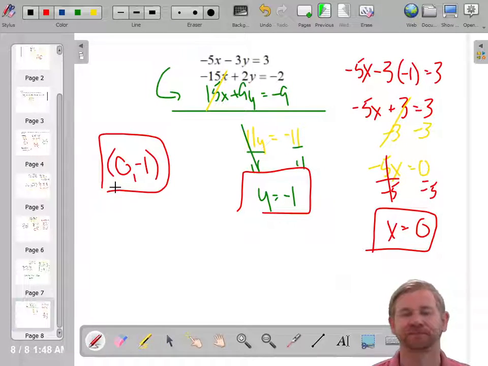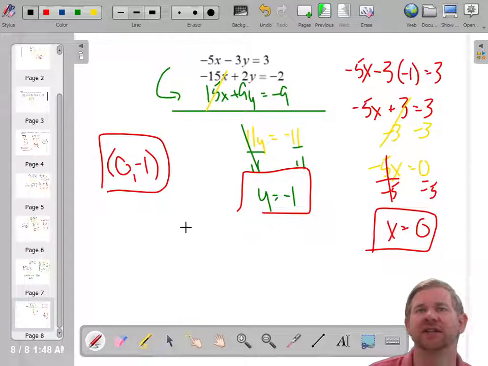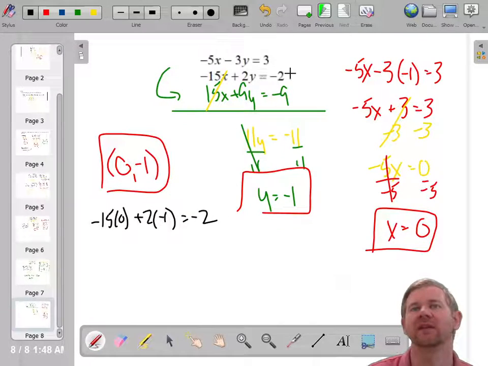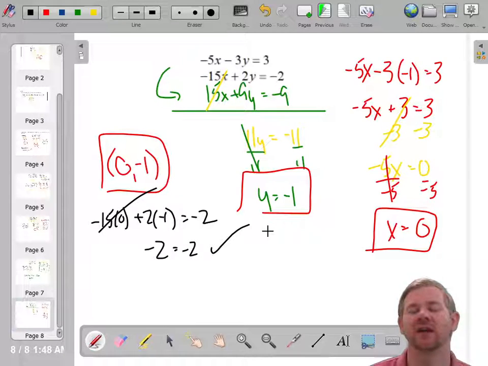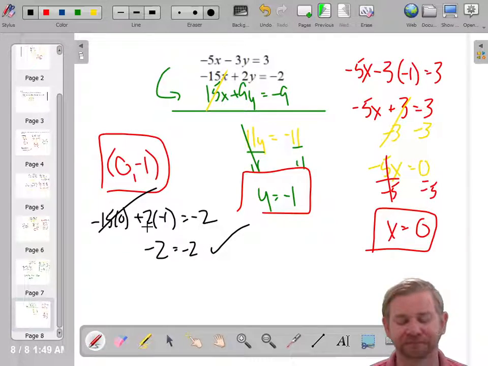That's our solution. And again, just because I feel like it's a good idea to check it, I'll plug it in the bottom one. Negative 15 times 0 plus 2 times y, which is negative 1, should equal negative 2. That goes away. Negative 2 equals negative 2, oh, yep, okay, good. I know I did it right because I got a true statement.